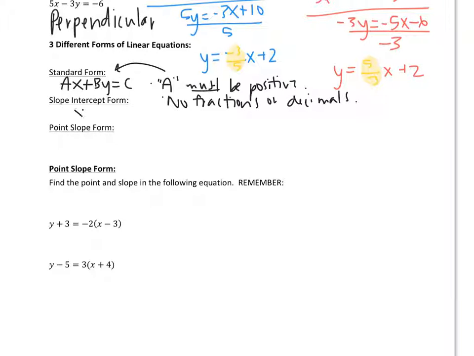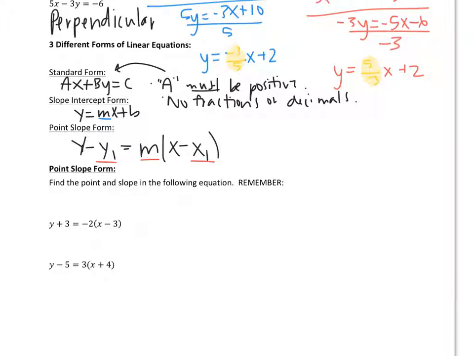Slope-intercept form is y equals mx plus b. There are no major rules with that. The only thing I would recommend is to make sure that when you have your slope, it is written as a fraction, not as a decimal. And point-slope form is y minus y sub 1 equals m times the quantity x minus x sub 1. This is where we'll plug in points for y1 and x1, and our slope. Typically those will be filled with numbers and won't be variables.